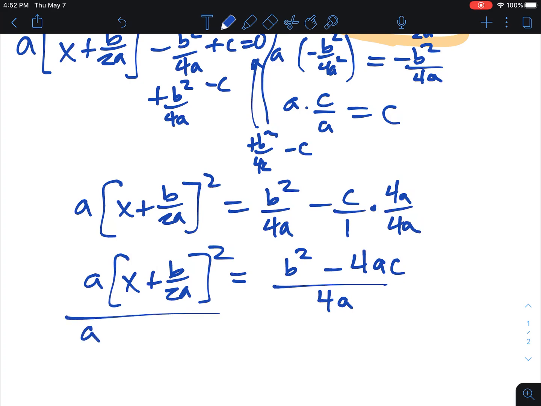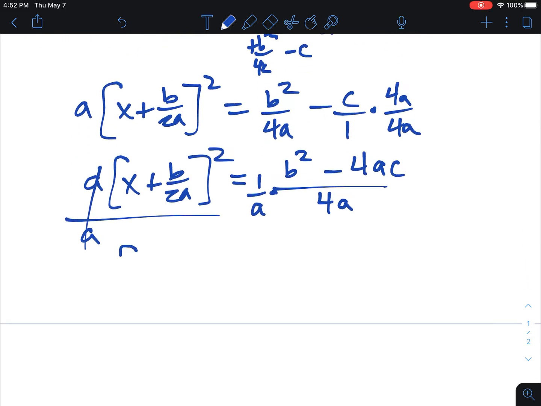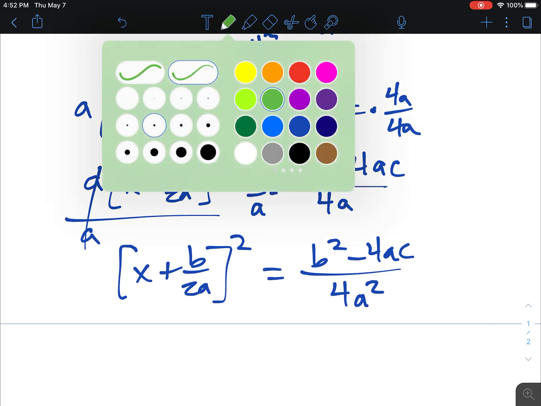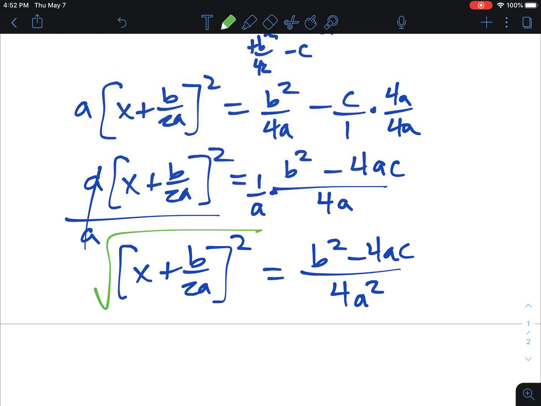We're going to get rid of the a now. This whole thing is being multiplied by a, so let's divide by it. I'm just going to multiply by 1 over a because that's the same thing. Hey, we're getting there. We're almost done. x plus b over 2a squared equals b squared minus 4ac over 4a, times 1 over a. I'm just going to multiply the denominators here and multiply the numerators. 1 to the top doesn't change it. a to the bottom makes it 4a squared. And then we have to take a square root. We're almost to x.